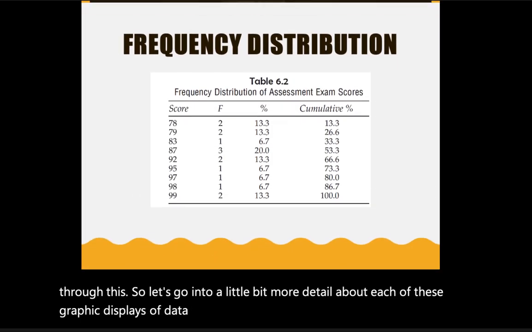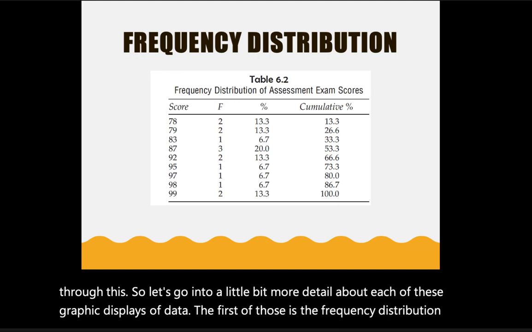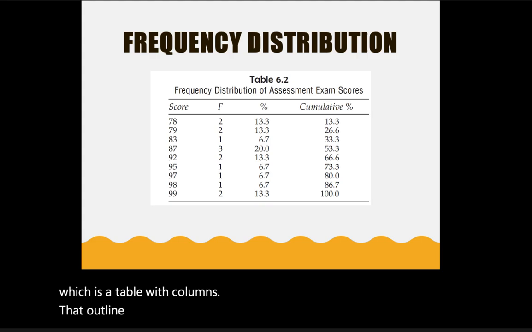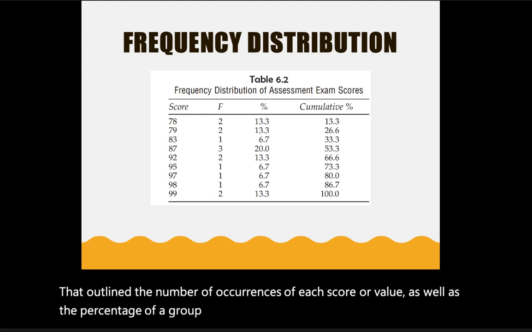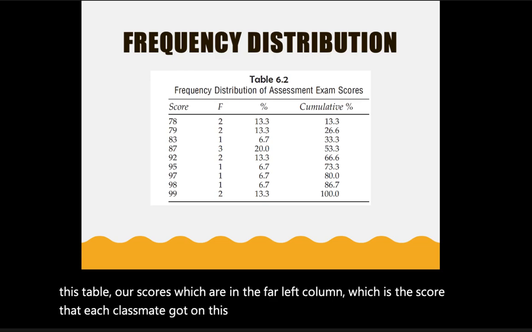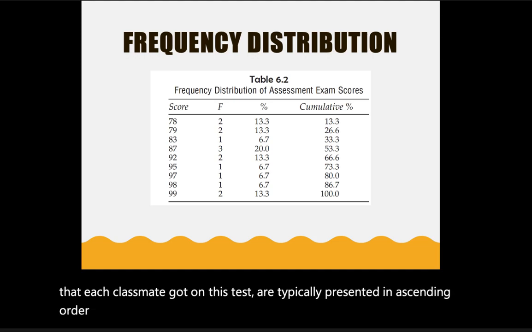The first of those is the frequency distribution, which is a table with columns that outline the number of occurrences of each score or value, as well as the percentage of a group that possessed each score. So as you can see in this table, our scores, which are in the far left column, which is the score that each classmate got on this test, are typically presented in ascending order and can be grouped into interval data for clearer presentation.